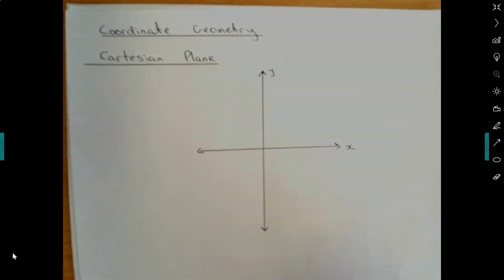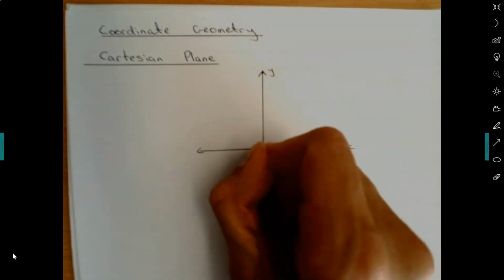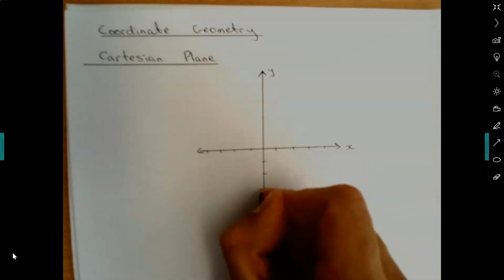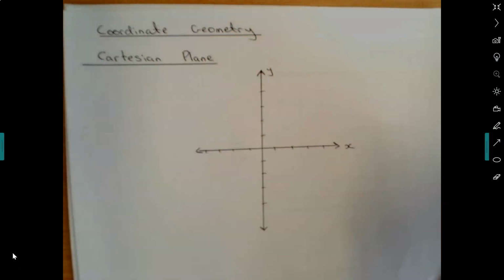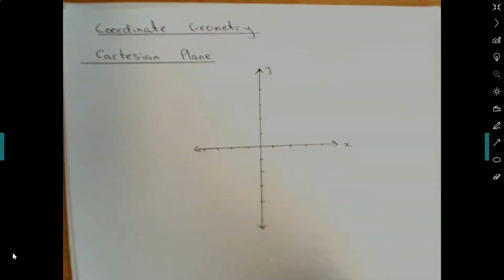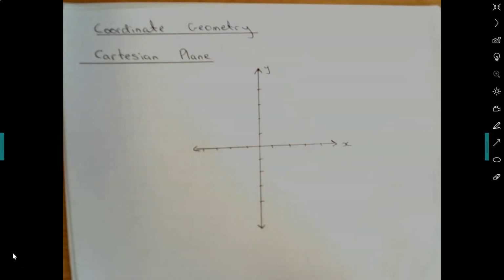Now, basically each number line, as we've been practicing, will have equal increments along here, and equal increments along here, and equal increments along here, and equal increments along here. Now, we can call these number lines axes. So this is the x-axis, and this is the y-axis.